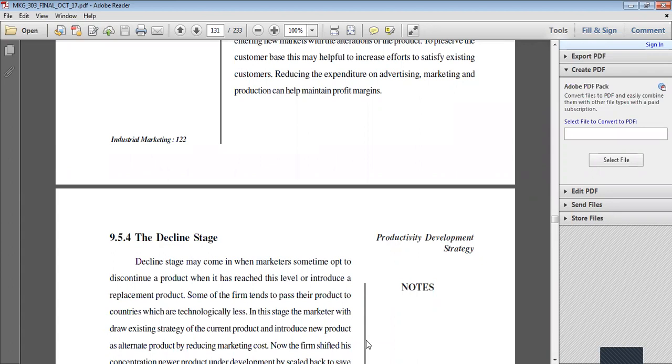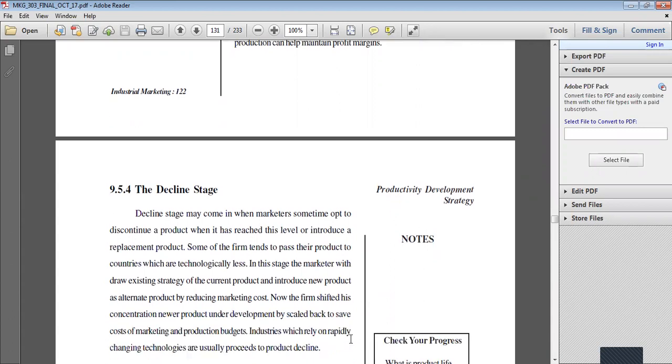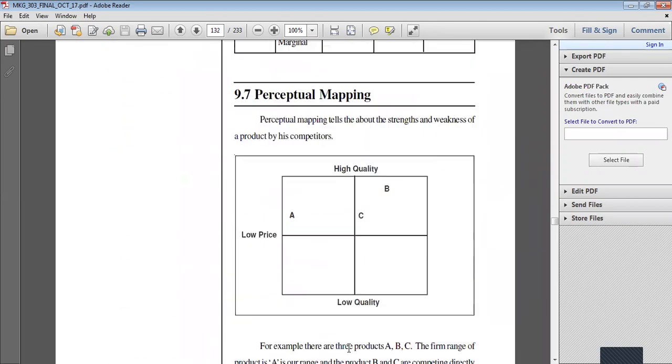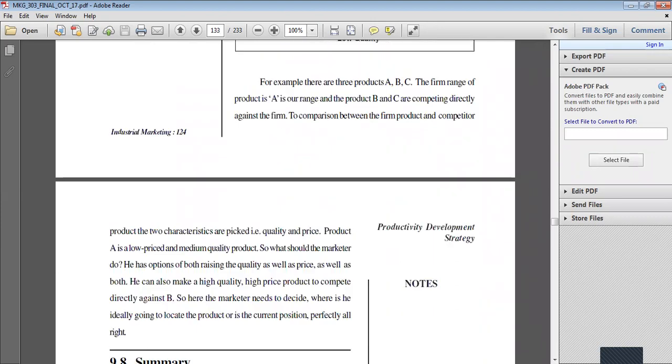Some firms tend to pass their product to countries which are technologically less advanced. In this stage, the marketer withdraws the existing strategy of the current product and introduces a new product as an alternative by reducing marketing cost. Next slide, product evolution. Product evolution grouping: growth, stable and decline are represented by the sales of the industry on the vertical axis. Sales of the company are grouped as growth, stable, and decline on the horizontal axis.